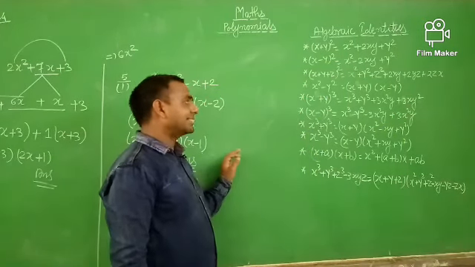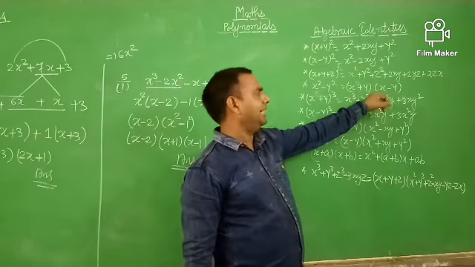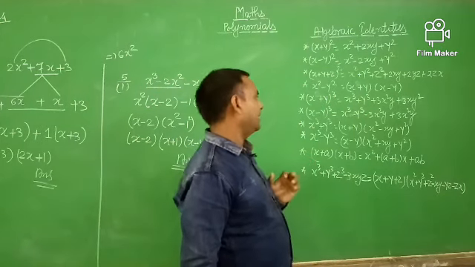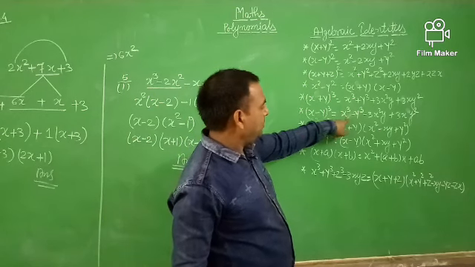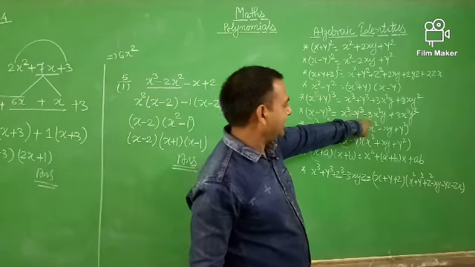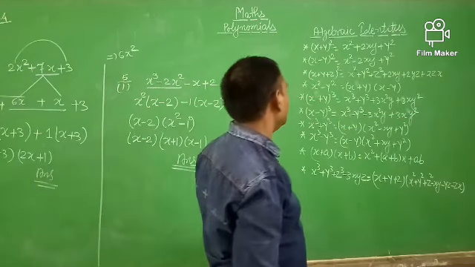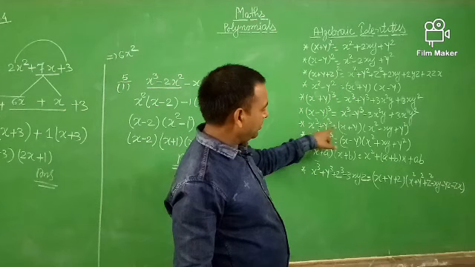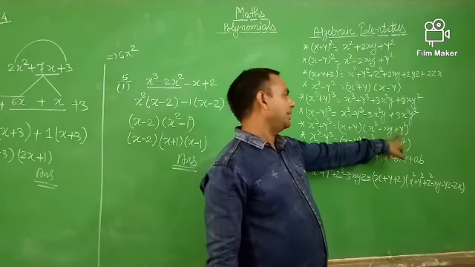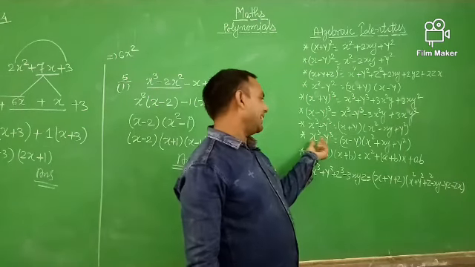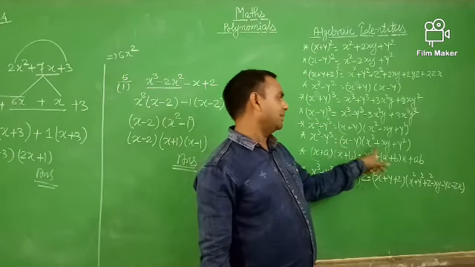Next identity is x square minus y square: one bracket is x plus y, another bracket is x minus y. X minus y whole cube is equal to x cube minus y cube minus 3x square y plus 3xy square. Next, x cube plus y cube is equal to x plus y, another bracket x square minus xy plus y square. Next, x cube minus y cube is equal to x minus y, x square plus xy plus y square.